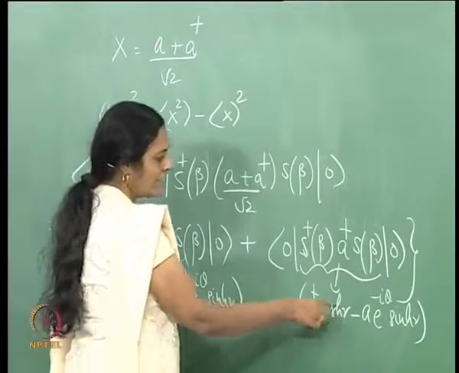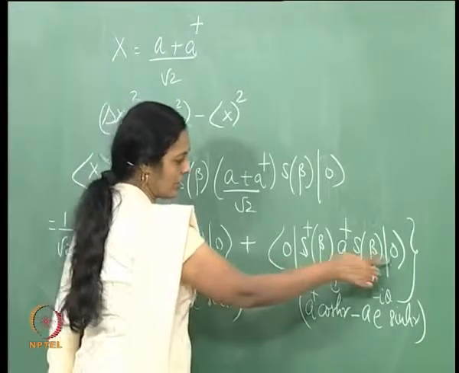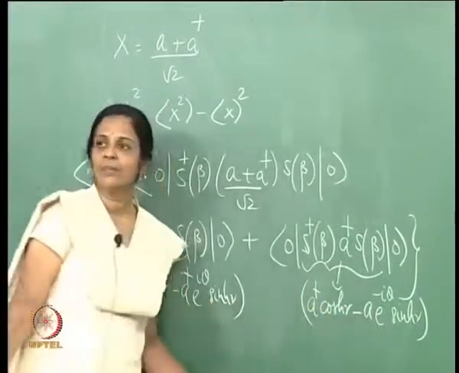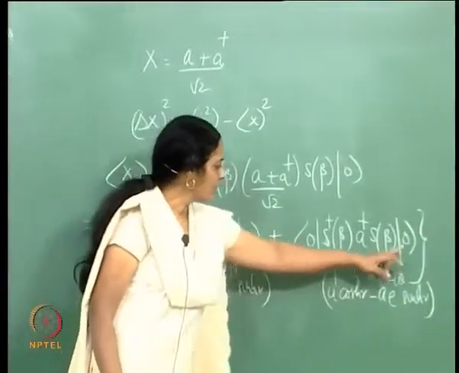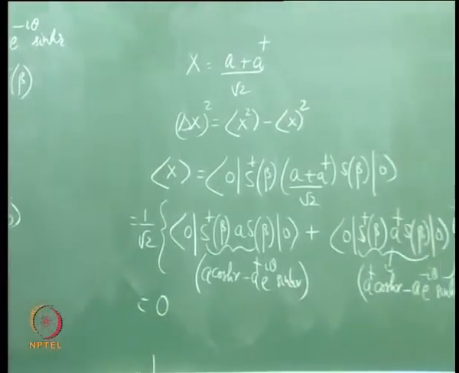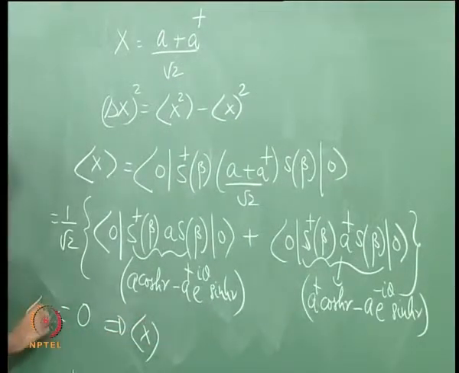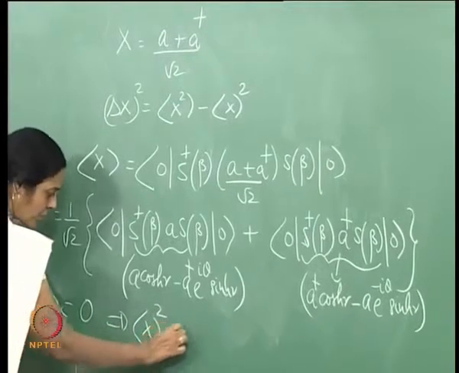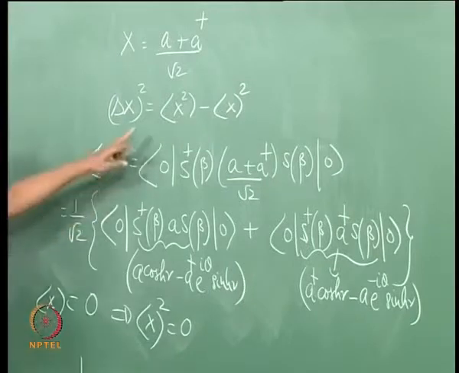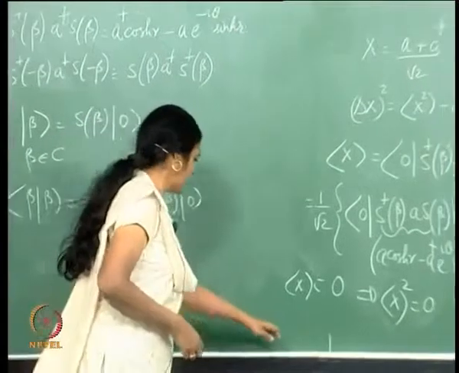Similarly, A dagger acts on ket 0 to give me ket 1. The inner product of bra 0 with ket 1 is 0. So, the first term does not contribute. As to the second term, A simply annihilates ket 0, and therefore, none of the terms contribute, and I have expectation value x is 0, which implies expectation value x, the whole squared, is also 0. The non-trivial contribution therefore comes from expectation x squared, which is what we will proceed to find now.